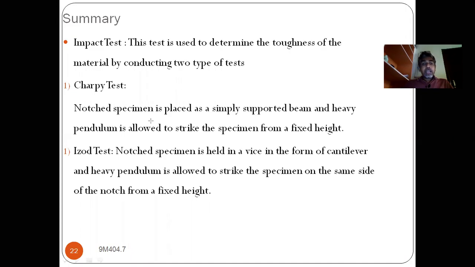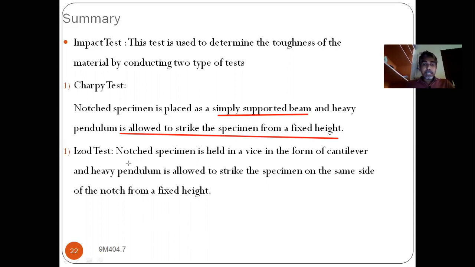If you see here, in the Charpy test the notched specimen is placed as a simply supported beam. You should remember this word, simply supported beam. That means you are just supporting it. And the pendulum is allowed to strike from the fixed height on the opposite side. So you are having a V notch, and to the opposite side of that V notch, you are going to apply the impact load. From a certain height, you will release the pendulum, and that will impact the other side of the notch that is provided.